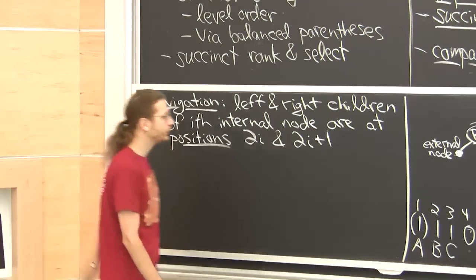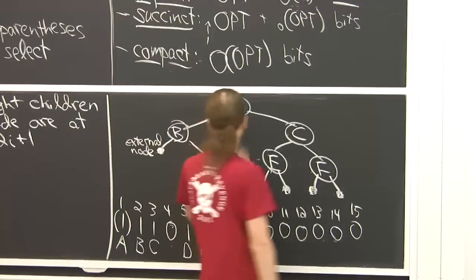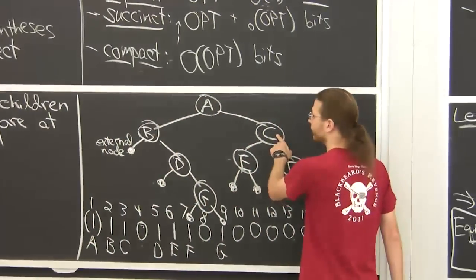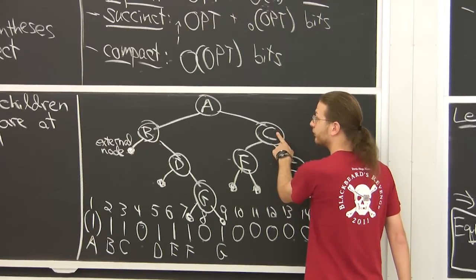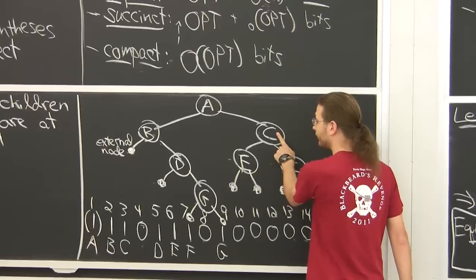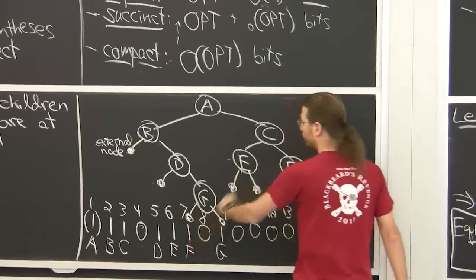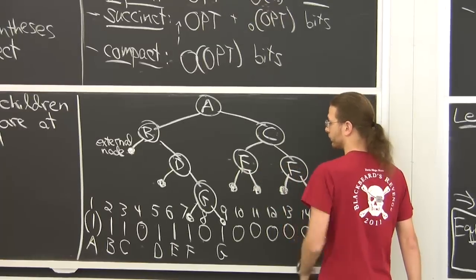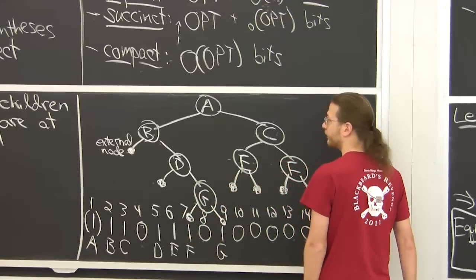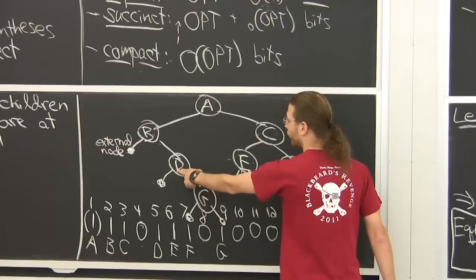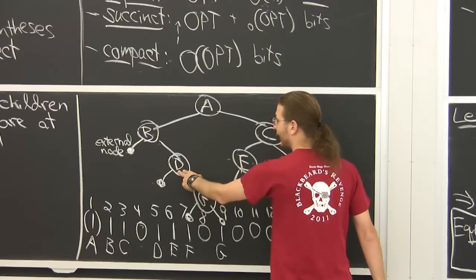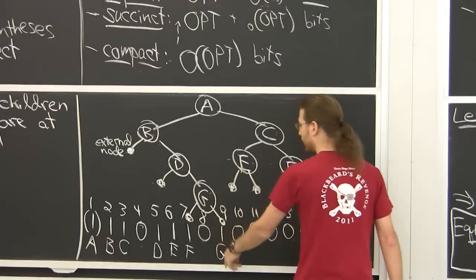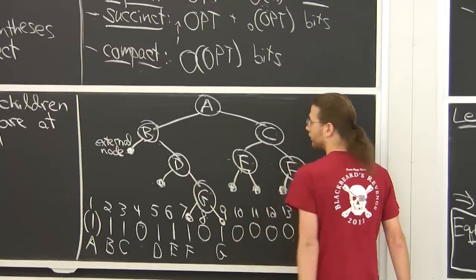So the claim is, if we look at the ith internal node, so for example, C is the third internal node, so internal node number 3, then we look at positions 2 times 3 and 2 times 3 plus 1, so 6 and 7 in this array, and we get the 2 children, E and F. So that works, 6 and 7 are E and F. Or this one would be the 4th internal node, D is the 4th internal node. And so at positions 8 and 9 should be this external node and G. 8 is an external node, 9 is G. So it works. This is the lemma.